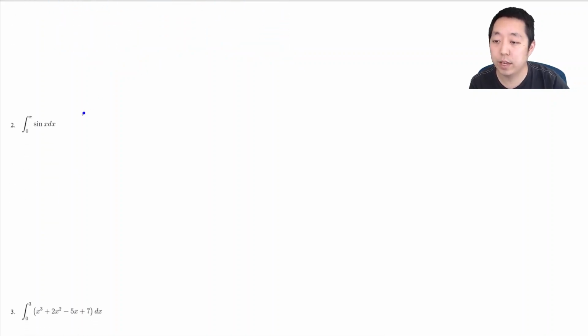Okay, how about sine of x? The antiderivative is cosine. Oh, but negative, because the derivative of cosine is negative sine. So I need a negative sign here. I'm going to go from 0 to pi. So I'm going to do negative cosine of 0 minus negative cosine of pi. So that's -1 plus cosine of pi, which is -1, so that's -2.